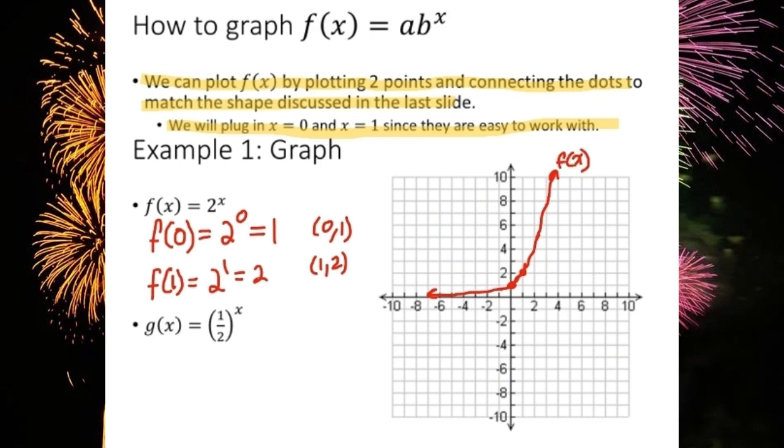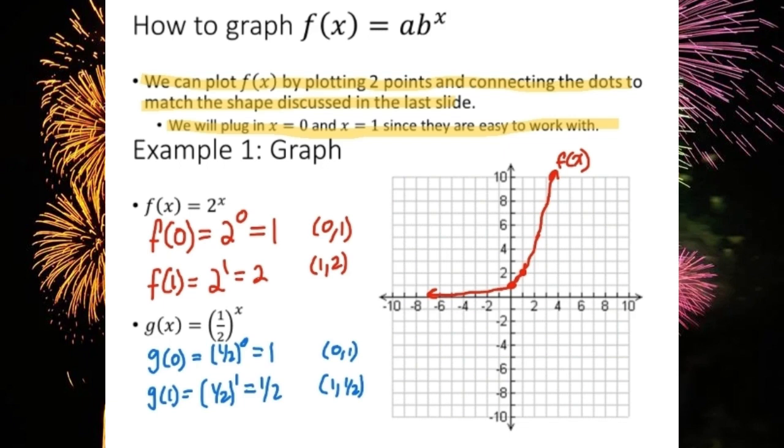Next, we're going to plot g(x), which equals (1/2)^x. First, we'll plug in 0, which would be (1/2)^0, which is 1. Then we'll plug in 1, so g(1) will equal (1/2)^1, which is 1/2. So we'll have the point (0, 1) from g(0) equaling 1, and we'll have the point (1, 1/2) from g(1) equaling 1/2. Now we can plot the 2 points. There's our 2 points.